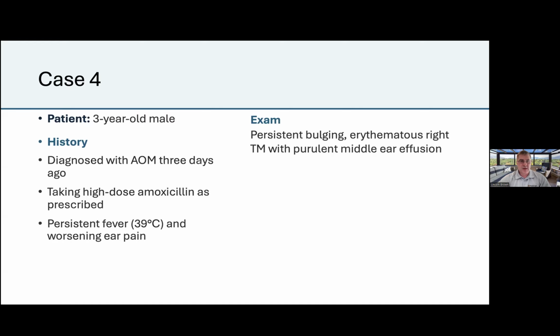Last but not least, let's talk about a 3-year-old male who was diagnosed 3 days ago, taking amoxicillin, still has a persistent fever of 39 Celsius, worsening pain, persistent bulging and erythema of the right TM with purulent middle ear effusion. Is this still acute? Yes, I think so. Okay. Would this also qualify as treatment failure?